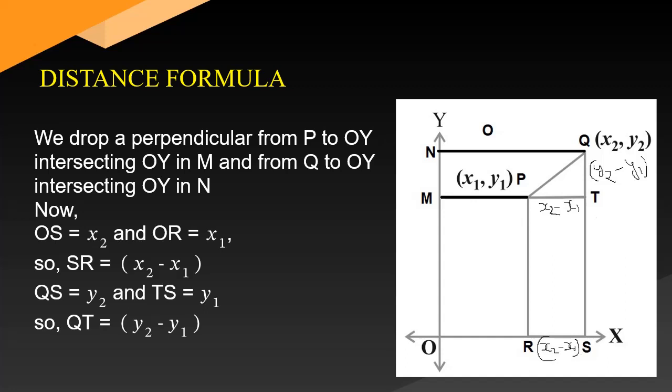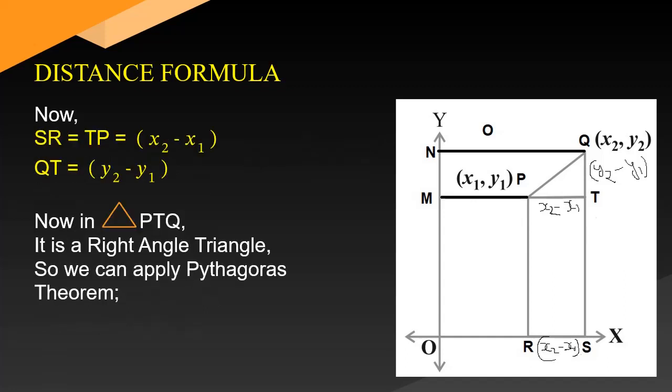Now OS equals x2, OR equals x1. So SR equals x2 minus x1. Similarly, QS equals y2, whereas TS equals y1. So QT equals y2 minus y1. Now SR equals x2 minus x1 and SR is also equal to TP. So basically TP equals x2 minus x1 and QT equals y2 minus y1.